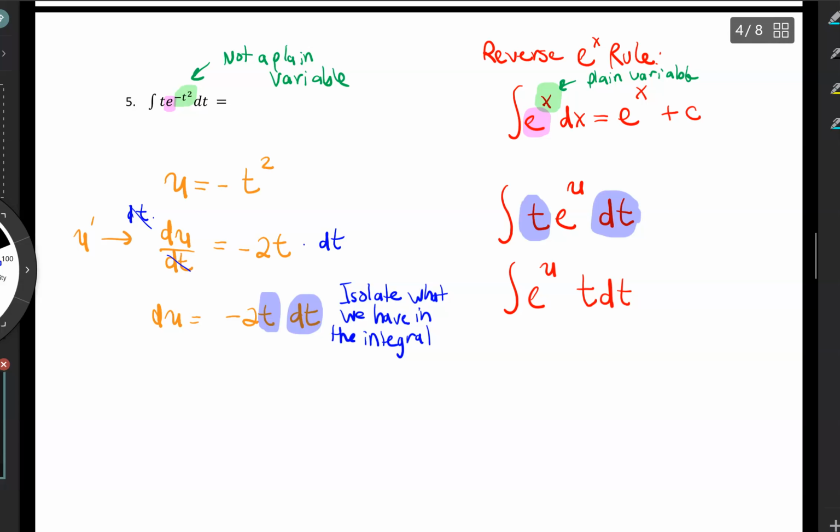So to isolate that, I need to get rid of this -2. So I'm going to move it to the other side. It's gone now. So what do I have? I have, and there's an understood 1 in front of that du. So I have a -1/2 du equals t dt.